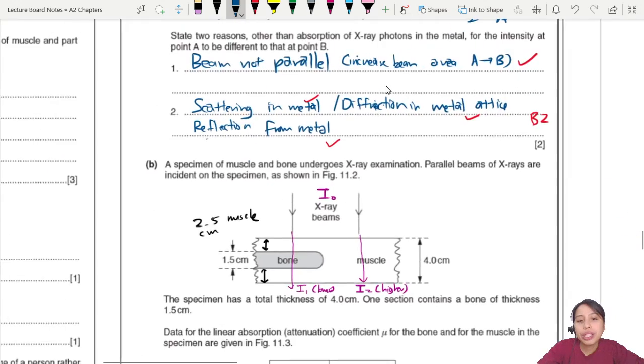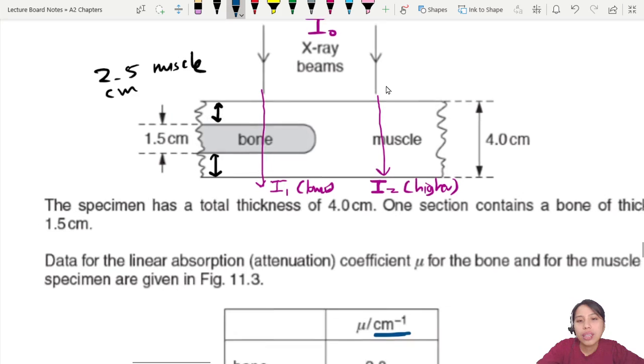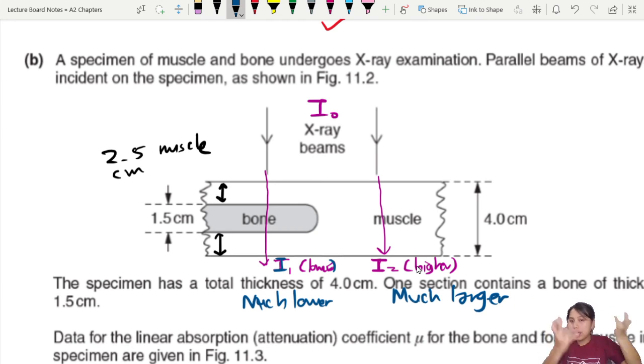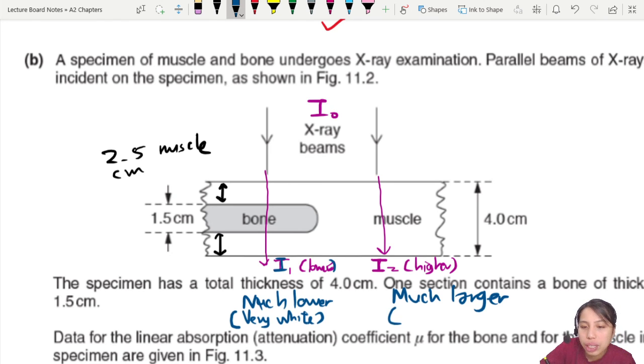So if you compare the pictures together, we said this one is lower, this one is higher. It's going to be a very, very big difference, because this one is going to be much lower intensity, and the other one is going to be much larger intensity when it comes through. Compare, relative. Very, very big difference. So this one, very low intensity, so the color will be quite white. Very white. In comparison, for the other one a lot of X-ray comes through, so it'll be much darker.